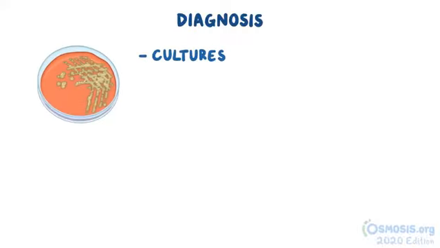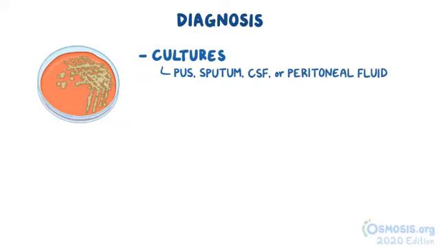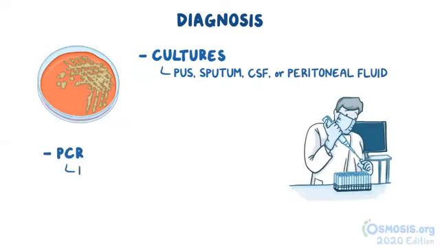Diagnosing a strep pneumoniae infection relies on cultures from biological samples like pus, sputum, cerebrospinal fluid, or peritoneal fluid. Alternatively, PCR can be done to detect strep pneumoniae DNA.